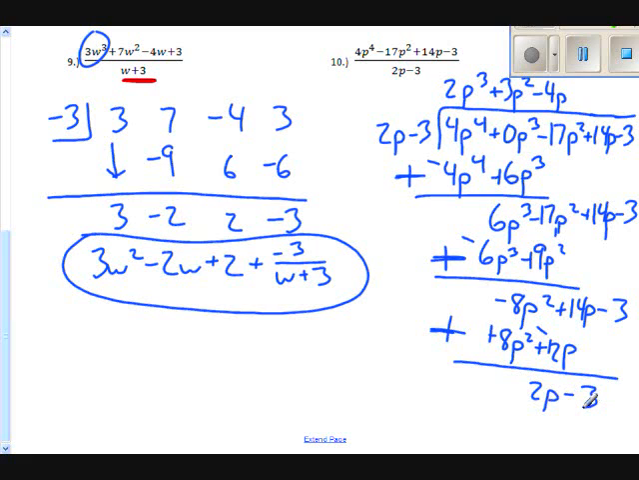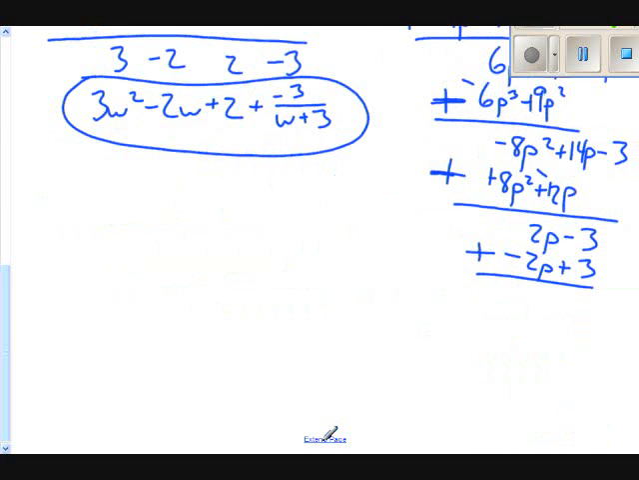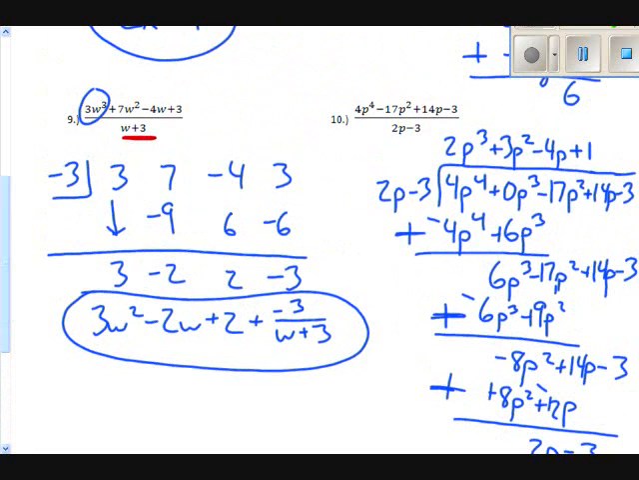And now what do I have to multiply the 2p by in order to get the 2p? Well, a positive 1. So positive 1 times that is going to be a 2p minus 3. I'm subtracting, which remember is the same as adding the opposite. So when I add these two together, it leaves me with a 0, which means there is no remainder, which means my answer is right here: 2p to the third plus 3p squared minus 4p plus 1.